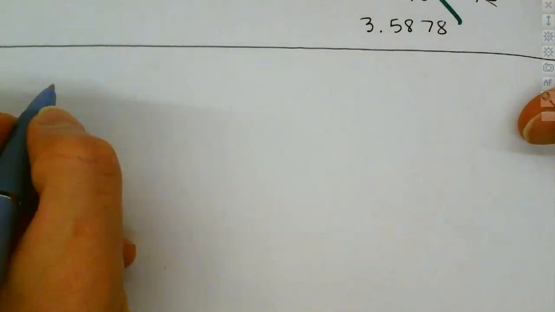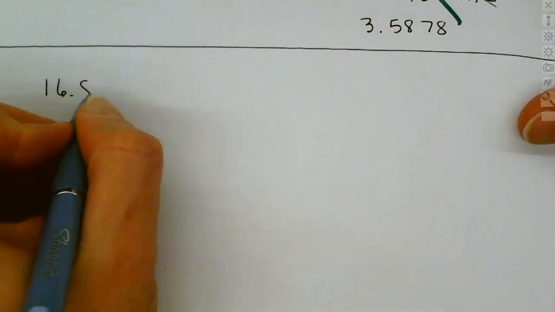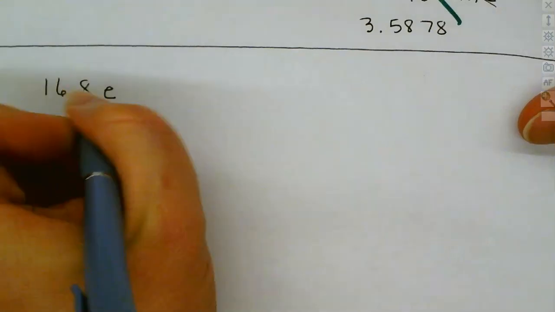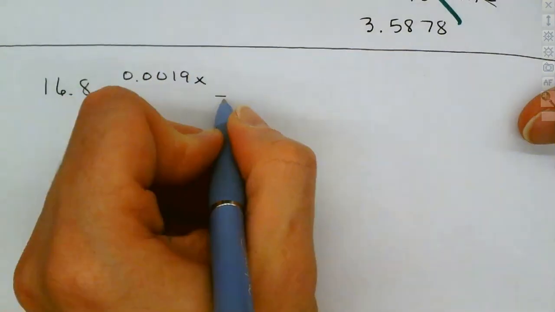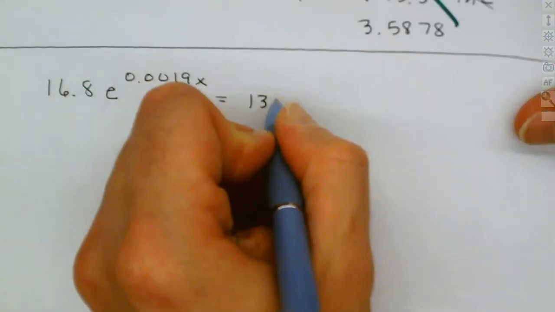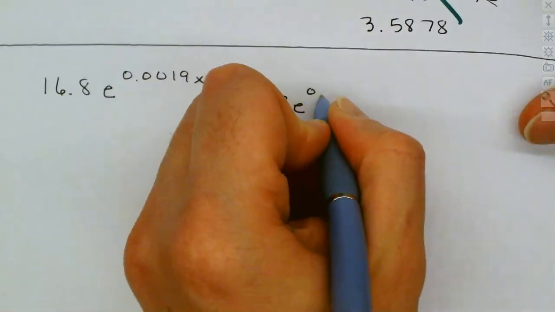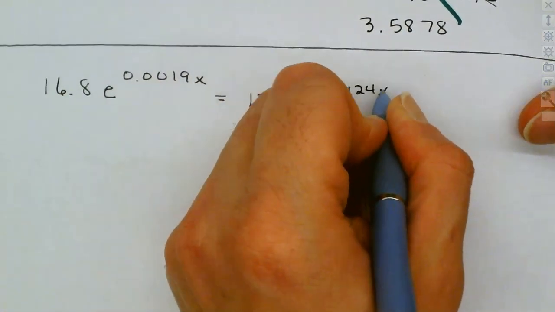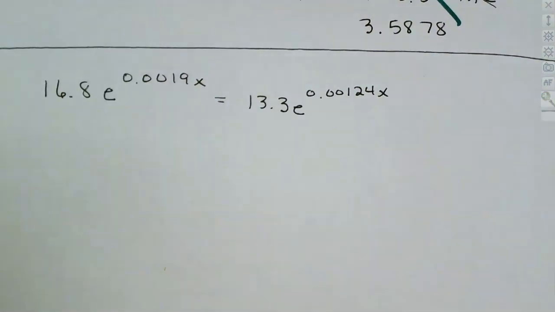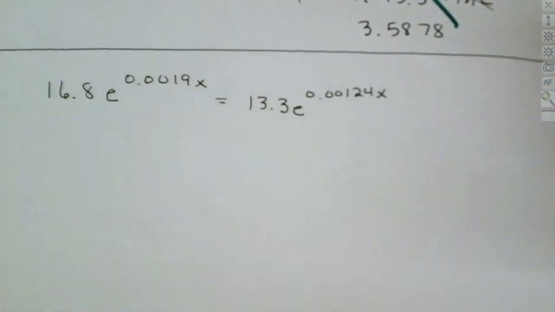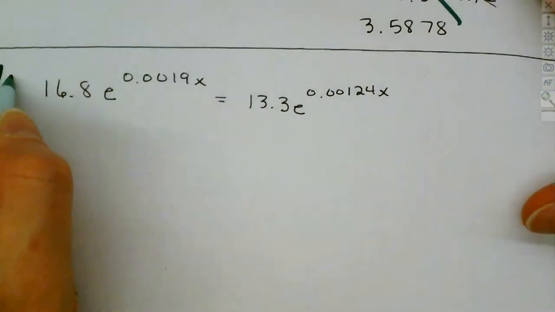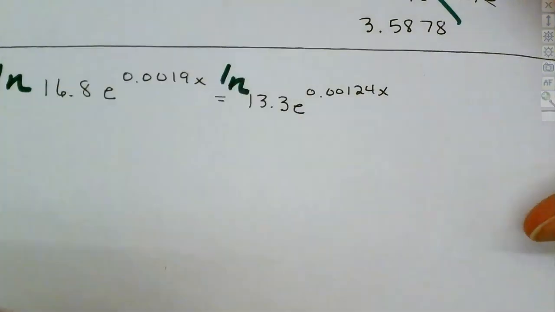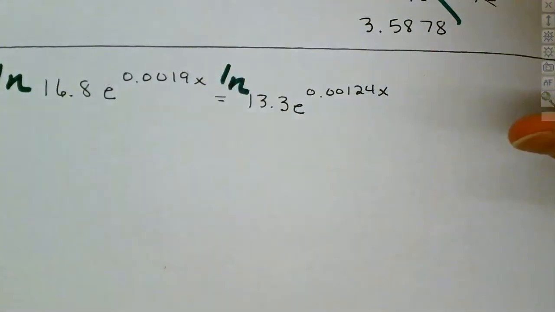So we've got this, and I see the mistake now. It was my mistake on not being careful with one of the properties of e to the 0.0019x equals 13.3 e to the 0.00124x. Okay, and I should have been more careful. I can still use the same properties, but I made a mistake. I'm going to use the same ln, but I did write it incorrectly, and that was my fault.